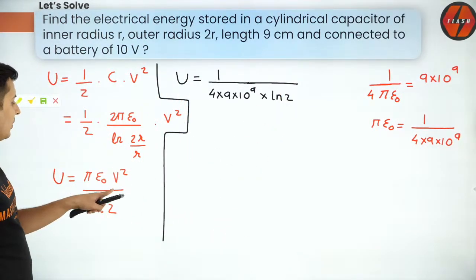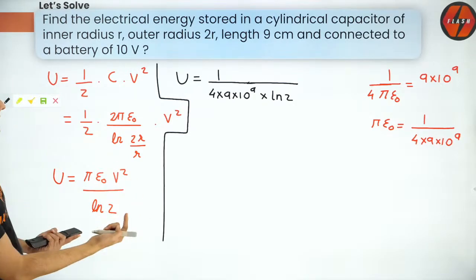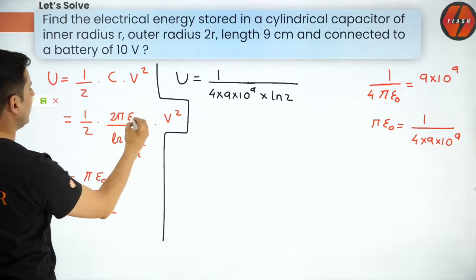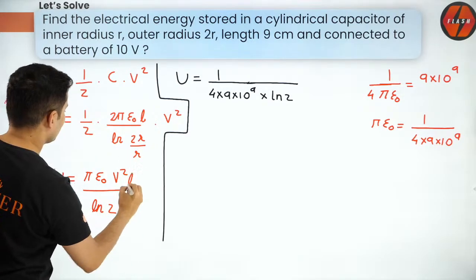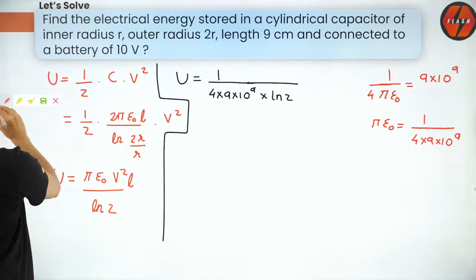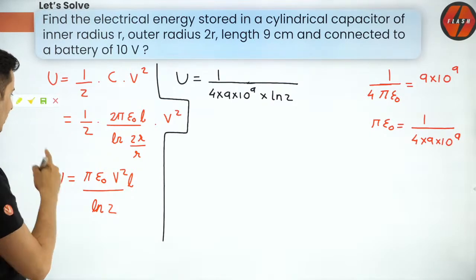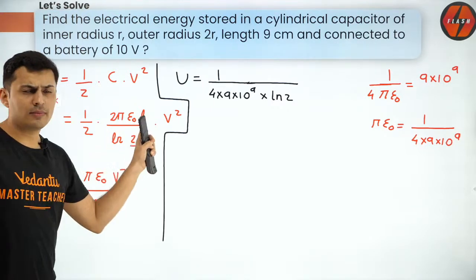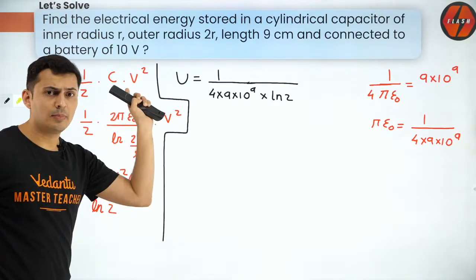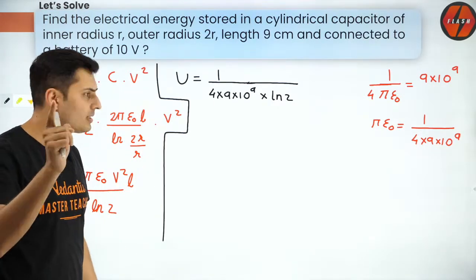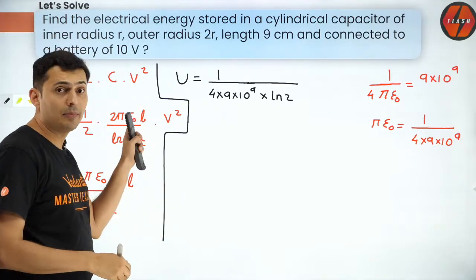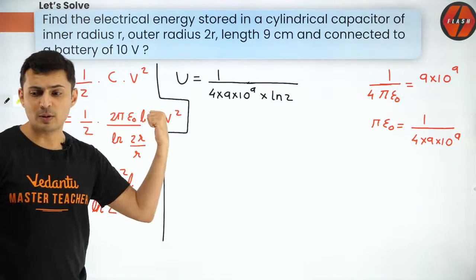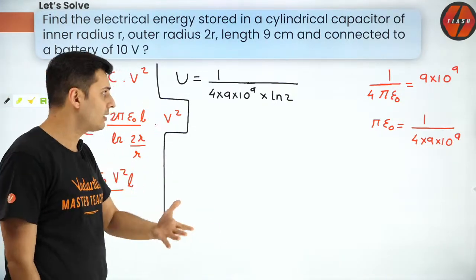And V square is nothing but, oh, I forgot one thing. There was a length term, my bad. I just need to put that length out here, else I'll get a wrong answer. So 2 pi epsilon naught length. I'm not sure whether I missed that length term in the previous slide, guys. In case by mistake I missed it, please add that length in the previous formula.